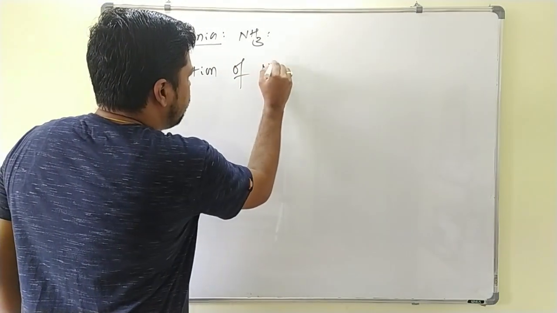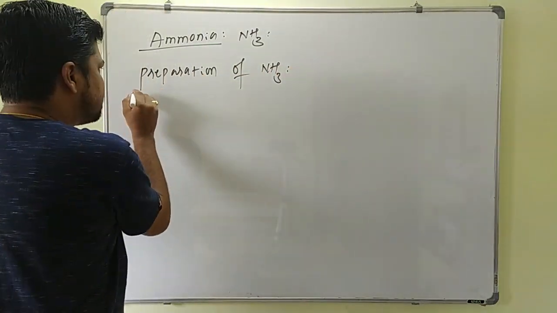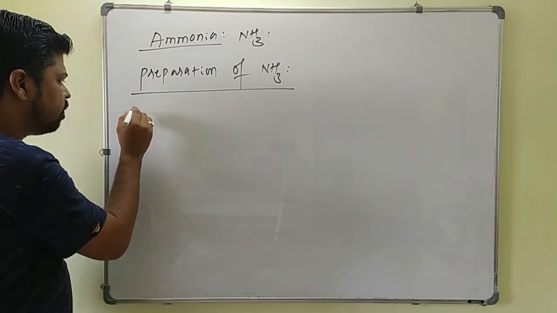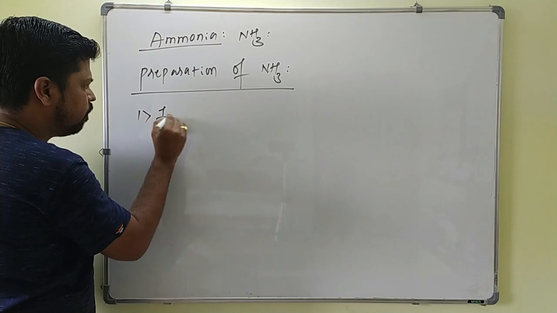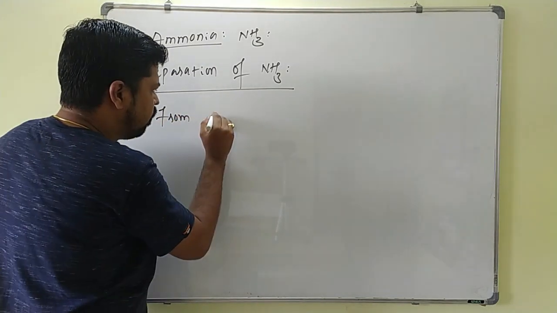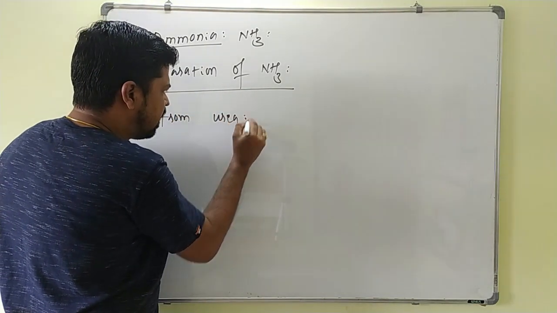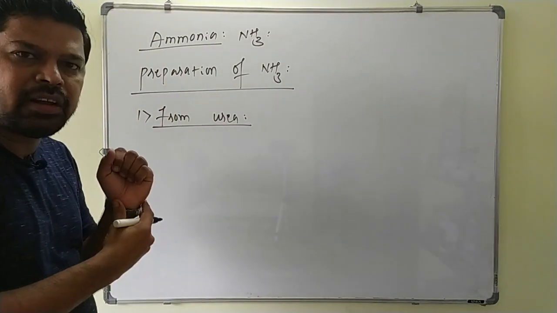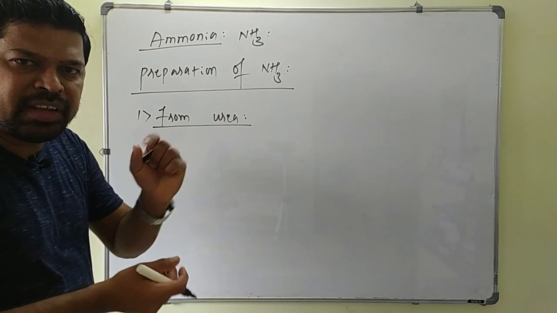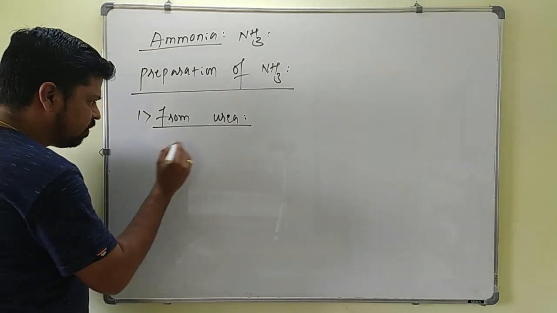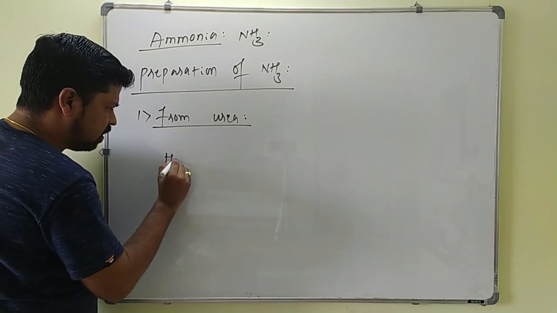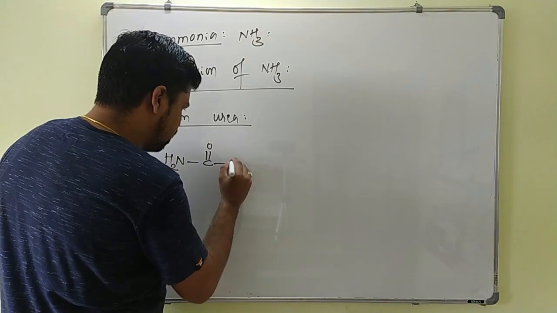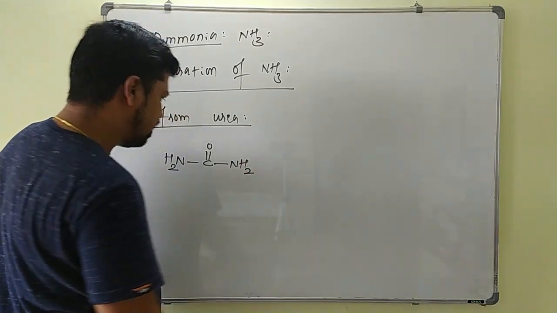Preparation of ammonia. In small quantities, it is prepared by the hydrolysis of urea. First method, from urea. Just by the hydrolysis of the urea, we can prepare the ammonia. We just concentrate here on how to write the reactions involved. Very simple logic is there behind that one. First, I will write urea. The formula of urea is NH2CONH2. It is C double bond O with NH2.